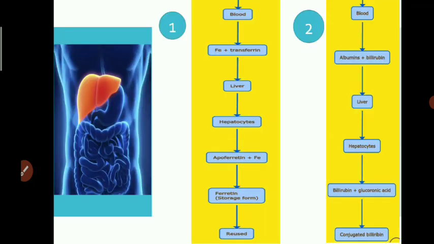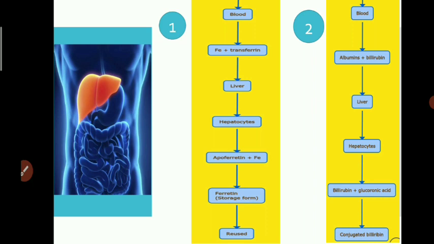Now here we have two flow charts. The first flow chart is showing what happens to the iron which is released by the macrophages into the blood. And the second flow chart is showing what happens to the bilirubin which was released by the macrophages into the blood. So let's discuss the first flow chart.